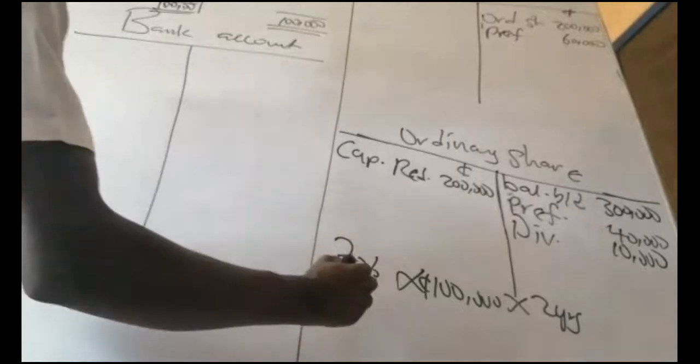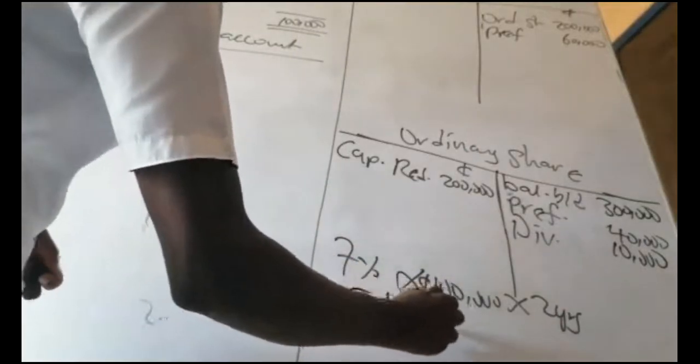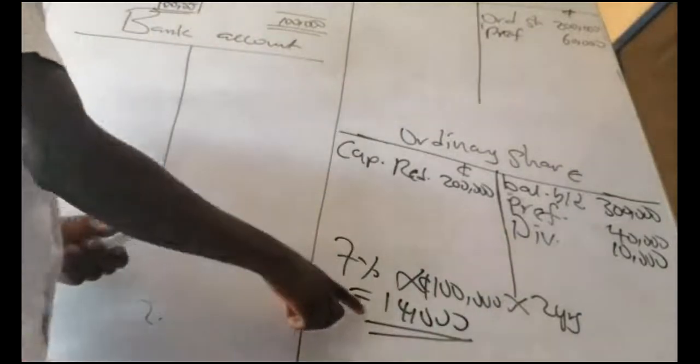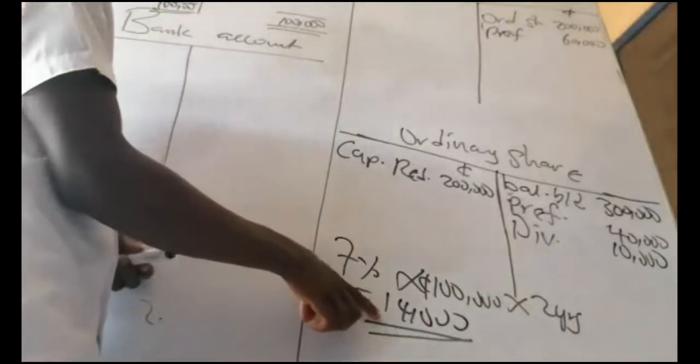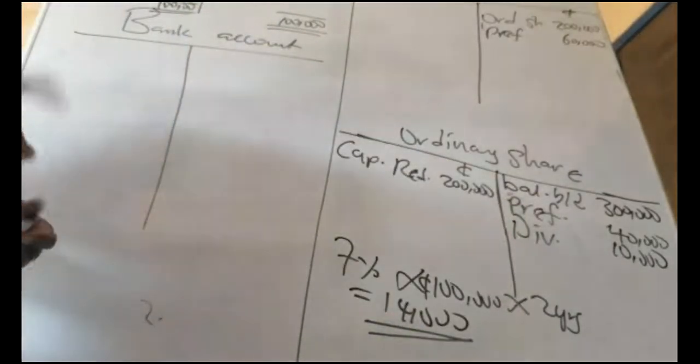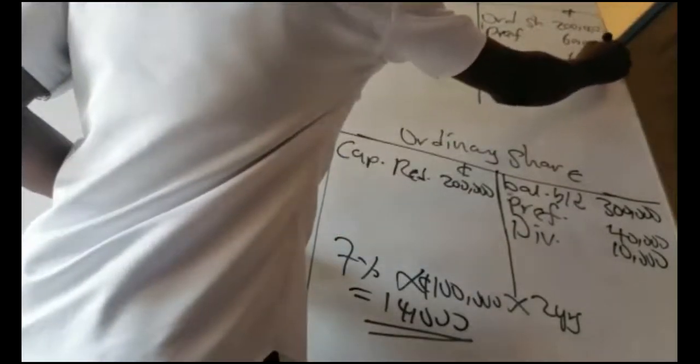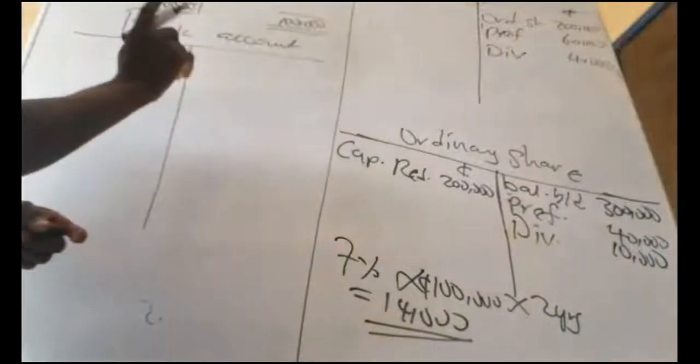So the answer was 14,000, right? Good. So the dividend in arrears is 14,000. Why are we settling something costing 14,000 with an amount of 10,000? So the company is gaining. So let's come here, dividend in arrears. The company is gaining by 4,000. Don't forget that this 4,000 is not in the question.